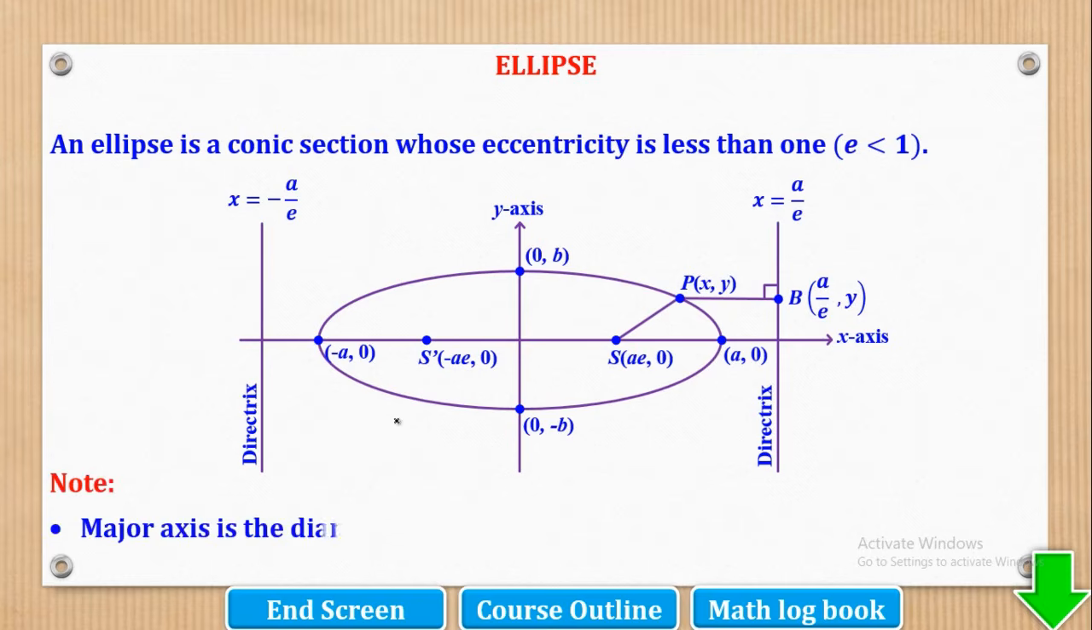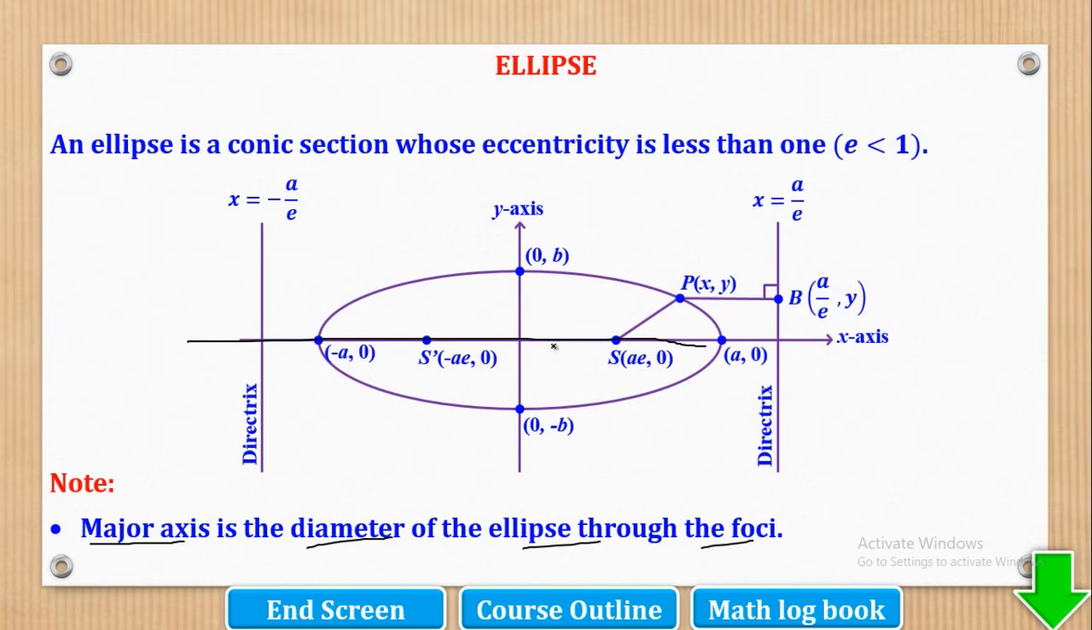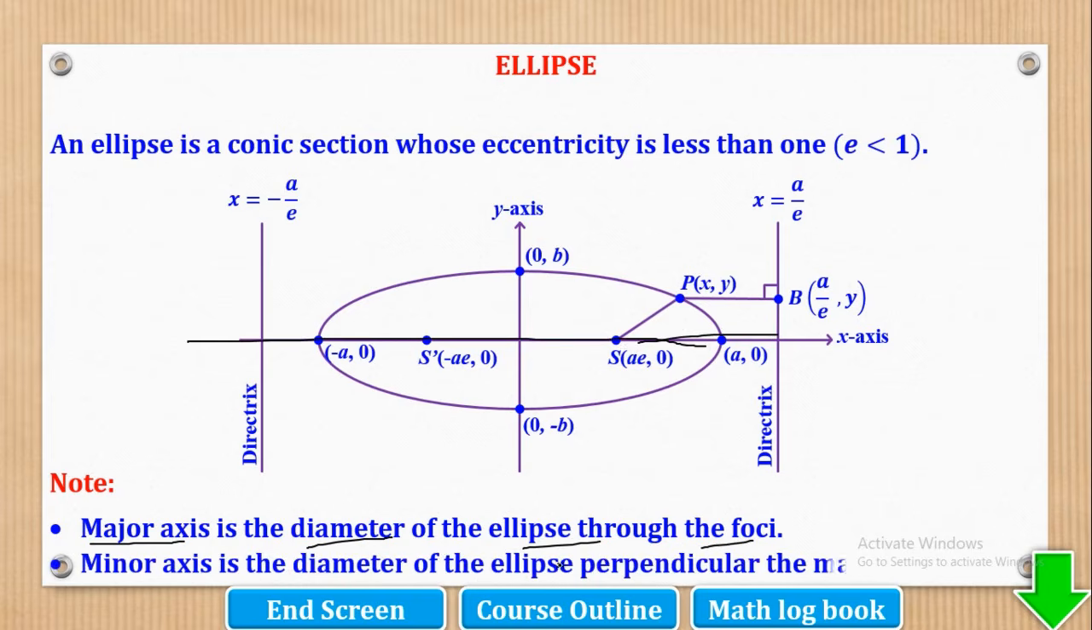So there are some terms we need to know. One is the major axis and also the minor axis. Now the major axis is the diameter of the ellipse through the foci. So this x-axis is what we call the major axis. Then the minor axis is the diameter of the ellipse perpendicular to the major axis. So this is what we call the minor axis of the ellipse. So this diameter from here to here is the minor axis, and this diameter from here up to here is what we call the major axis.